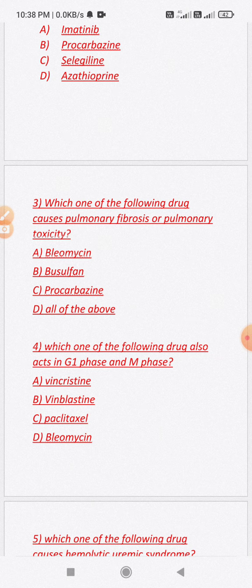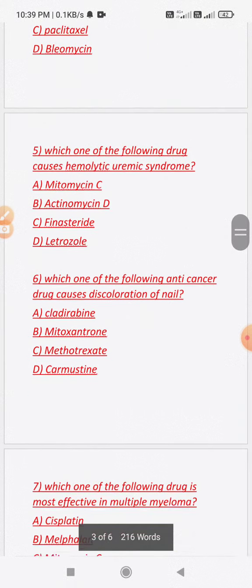Question number 4. Which one of the following drugs acts in the G1 phase and also the M phase? Meaning cell cycle specific drugs. Which one of the following drugs? Answer will be vinblastine. Vinblastine acts in the G1 phase and also the M phase.